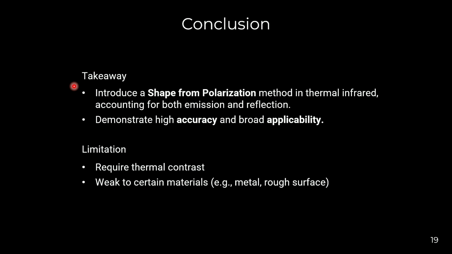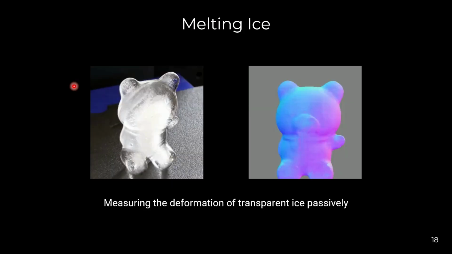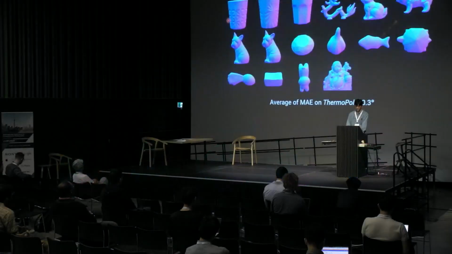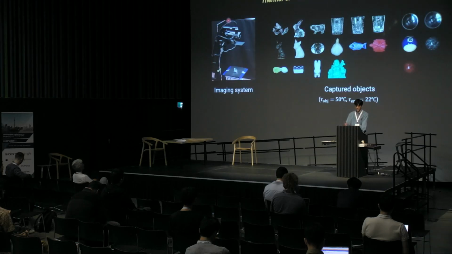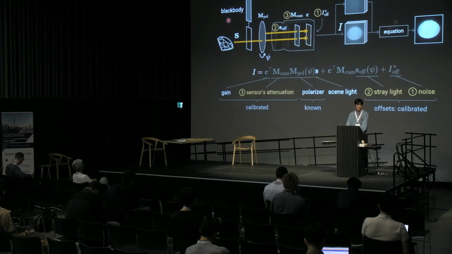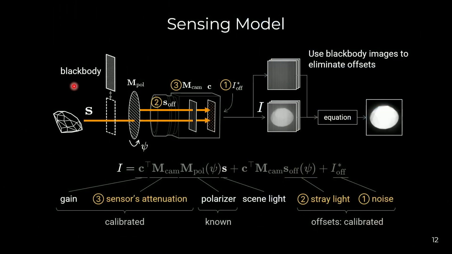You have to do that calibration, and why? Okay, we capture multiple images with a rotating polarizer for the scene capture. And after that, we have to capture the blackbody for calibration. So we have to capture the blackbody object once for each capture.